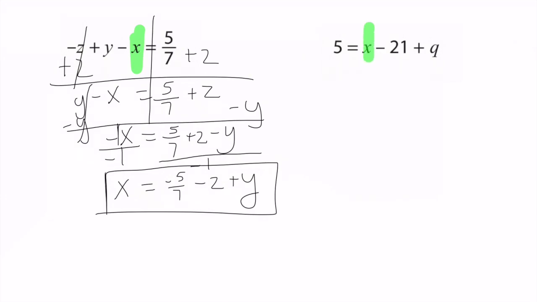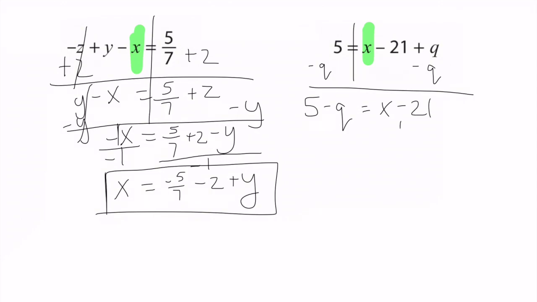All right, last one. Here's our x right here. We're going to subtract q from both sides. Then we have 5 minus q equals x minus 21. We're going to add 21 to both sides. Now this one, 5 and 21 have the same last name. They're both numbers. They belong to the same family. So we can combine them together.